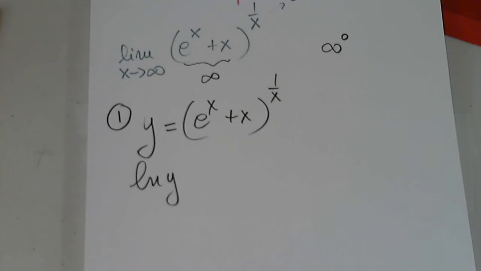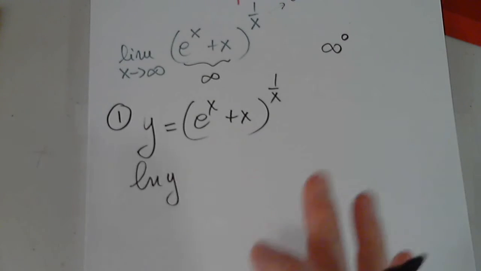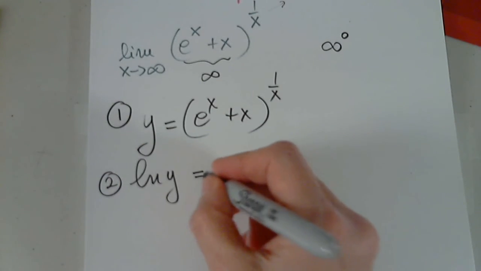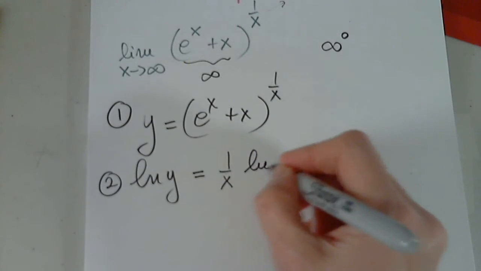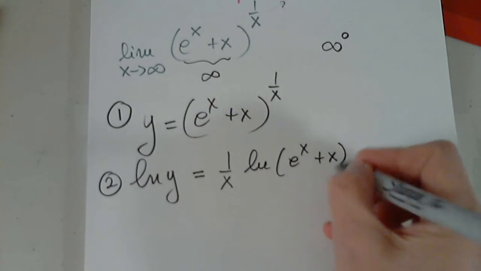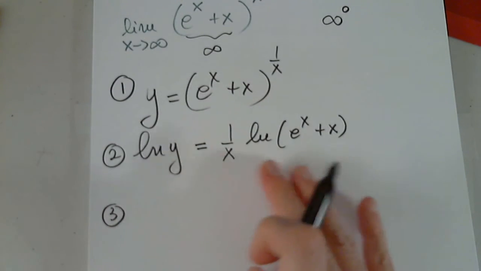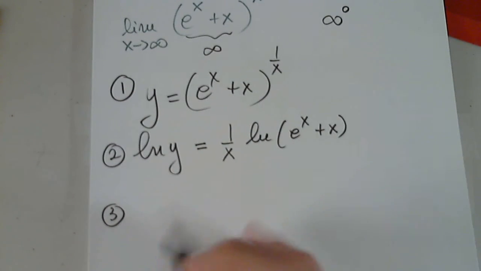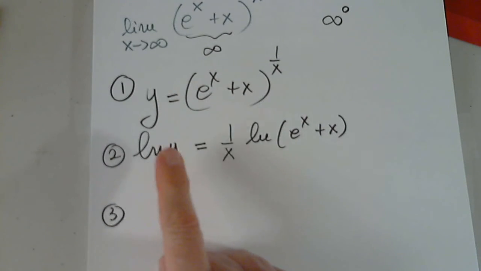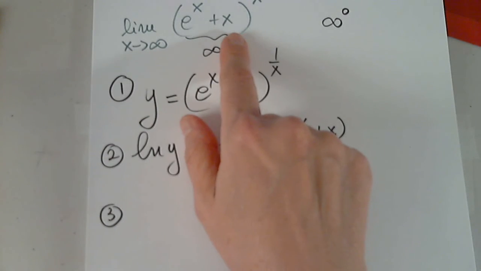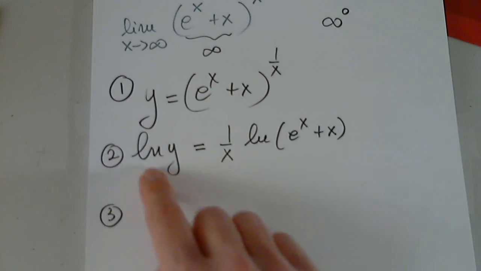So step number 1, I have to name the function by y. In step number 2, I apply natural log to both sides. In step number 3, I apply the limit here to both sides. And you could say, wait a minute. You're not asked to find limit of natural log. That's true. I'm asked to find limit of the function, not limit of the natural log.